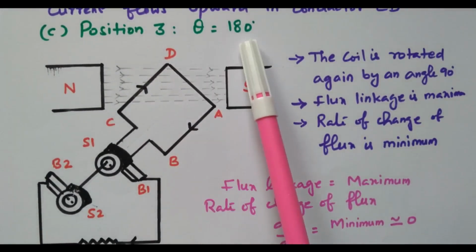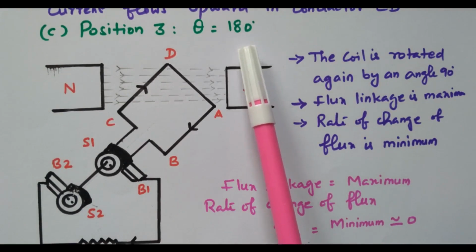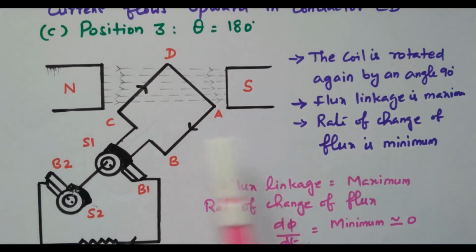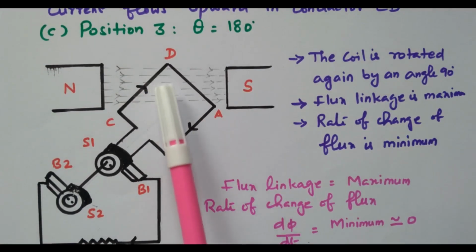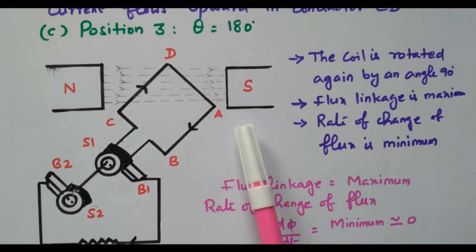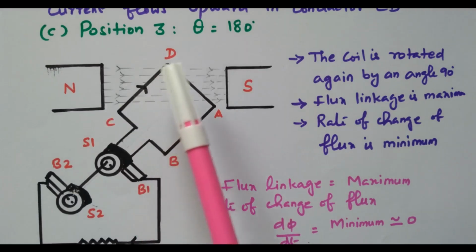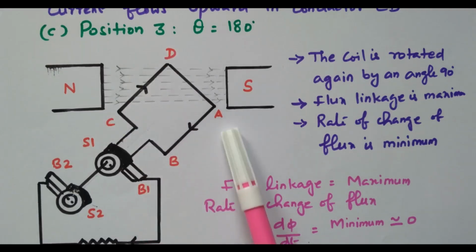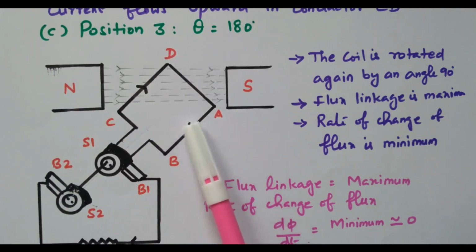So third position, 180 degree. Again the coil is rotated anti-clockwise by 90 degree, so that again it will come in a vertical manner, but the directions are different, A, B, C, D. Earlier in position 1, the A, B, C, D like this. Here the A is available, now the A is rotated to this position. So it is very similar to position 1, but only the current direction is different.